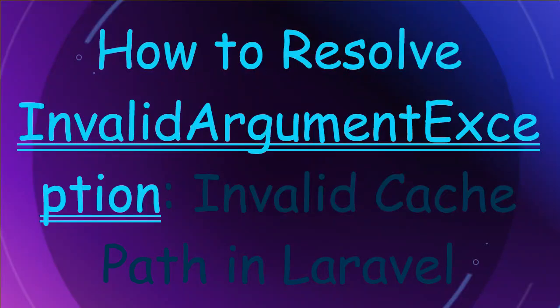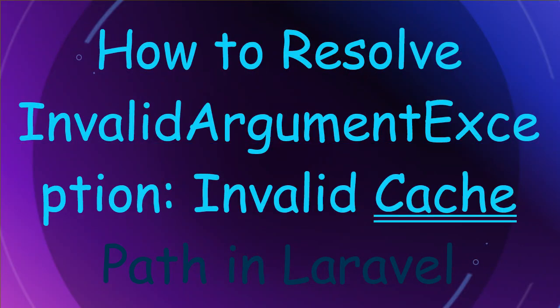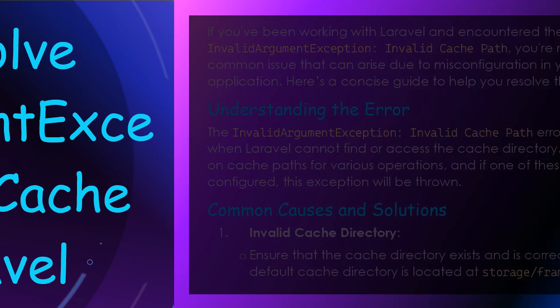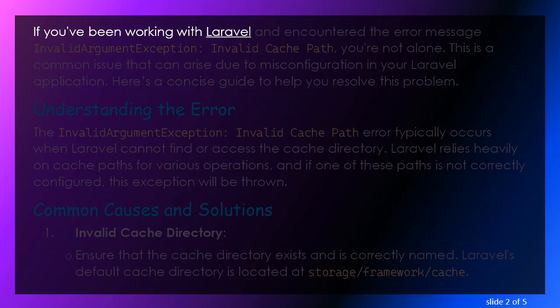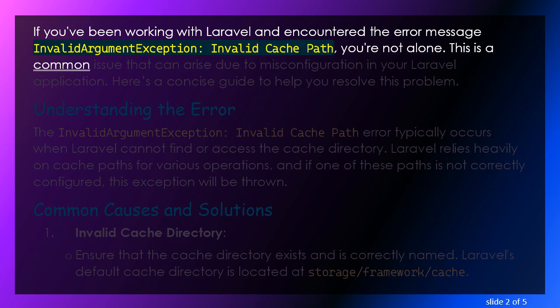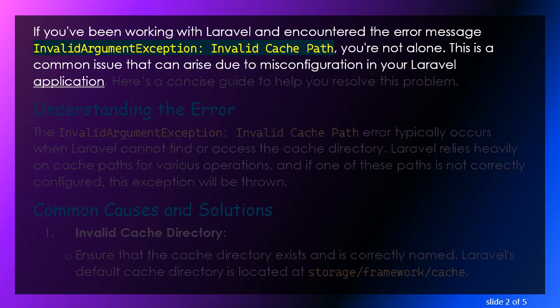How to resolve invalid argument exception, invalid cache path in Laravel. If you've been working with Laravel and encountered the error message invalid argument exception, invalid cache path, you're not alone. This is a common issue that can arise due to misconfiguration in your Laravel application. Here's a concise guide to help you resolve this problem.